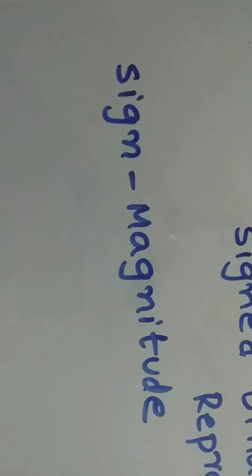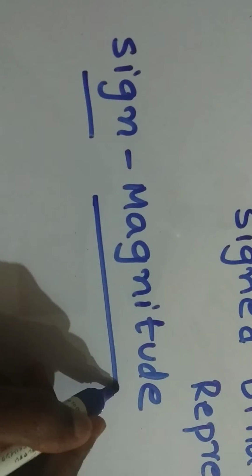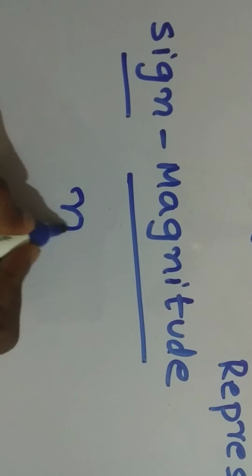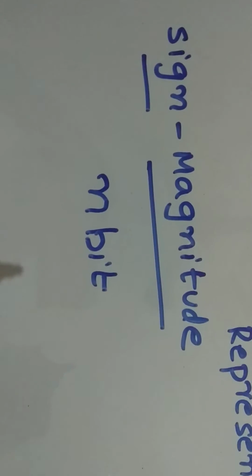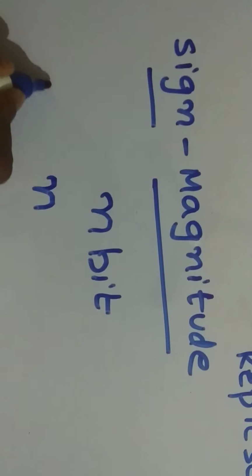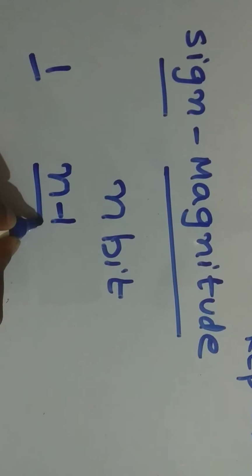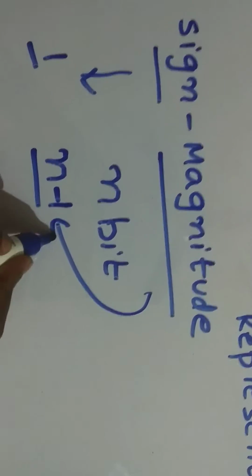Sign magnitude, as the name suggests, has a sign bit and magnitude bits. Let us consider a binary number of n bits. In those n bits, we are going to take one bit for sign and the other n minus 1 bits for magnitude. So one bit for sign and n minus 1 bits for magnitude.